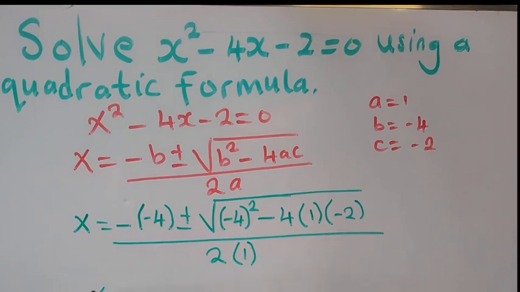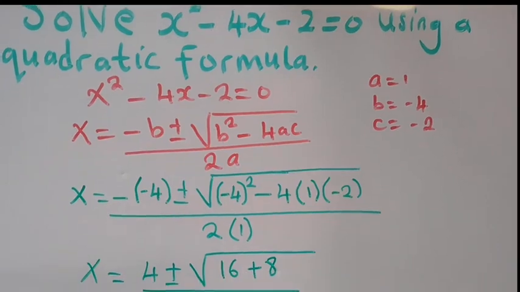From here we are going to have x equal to negative negative 4, which is a positive, so just write 4 plus or minus the square root of, so negative 4 in brackets squared means negative 4 times negative 4, which is 16. Then negative times this negative is a positive. 4 times 1 is 4. 4 times 2 is 8. So here we are going to have 8, over 2 times 1, which is 2. I hope you are following. This is very easy.